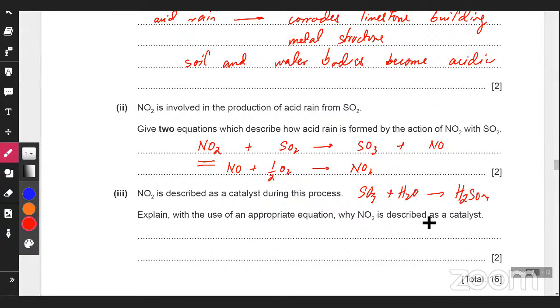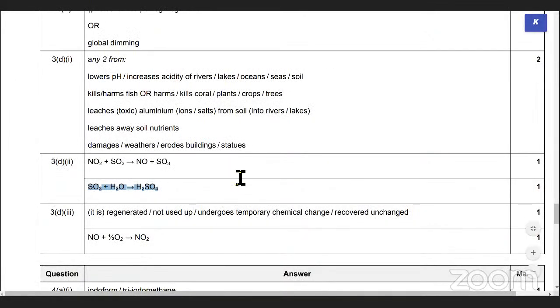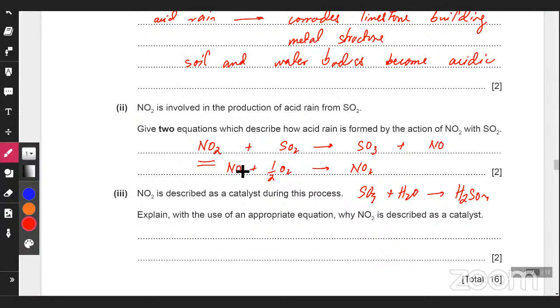Next one is explain the use of an appropriate equation why NO2 is described as a catalyst during this process. It remains unchanged and speeds up the reaction. So he's saying, we've already written down the equation. Let me check what they're asking for in this one. This is the equation which we mentioned earlier, written over here. They were asking for this equation and 1 mark for that it is regenerated or is not used up or remains unchanged or is recovered unchanged. So that had to be mentioned over here. So this equation should have come at this point.